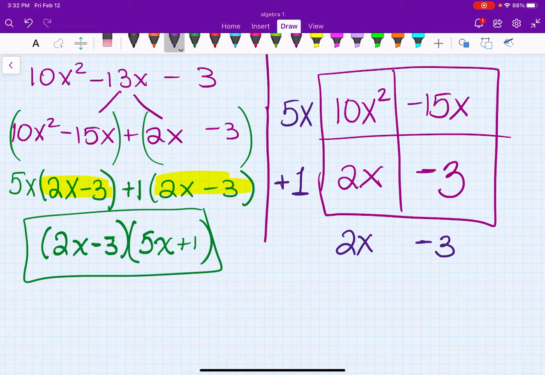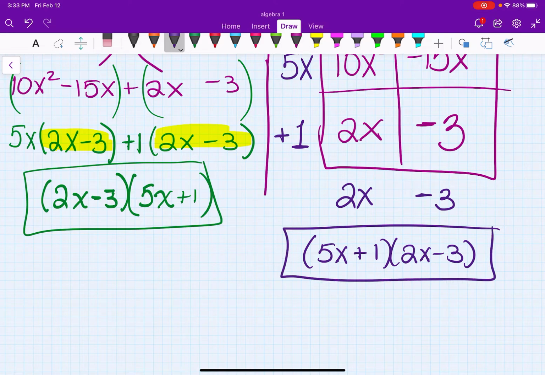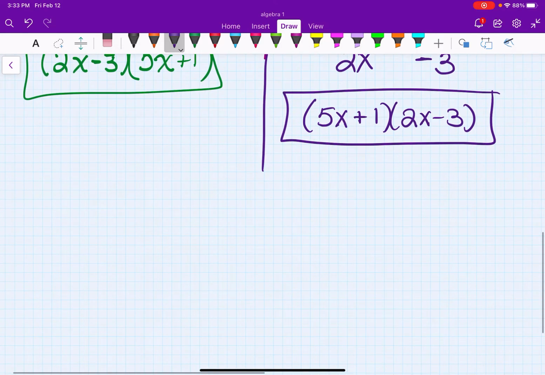And again, I can go back and check by multiplying each one by each one to see if it works. And my final answer is 5x plus 1 times 2x minus 3. That's my factors of this polynomial. Let's do one more example for this lesson.